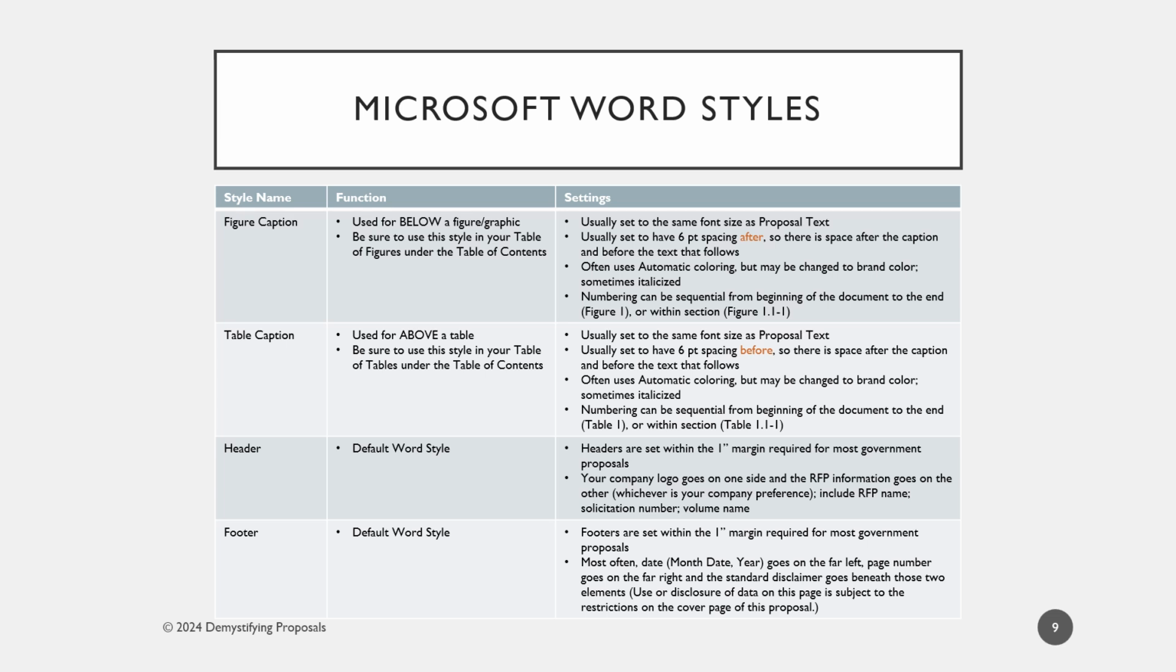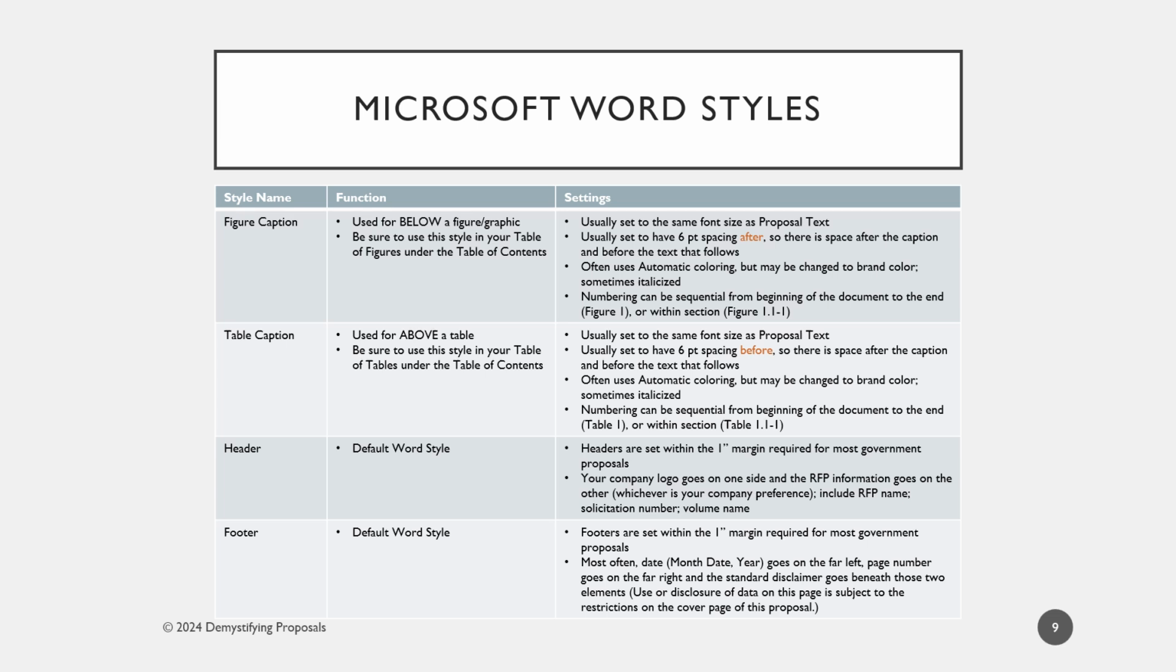You can use automatic coloring, or you can use one of your brand colors. It's up to you, depending again on what your company's brand is or what you're comfortable with. And often it's italicized. You can use the automatic numbering for figures if you want to. I'm not going to explain how to do that because it's a pretty complicated explanation. But think about making all of your references consistent.